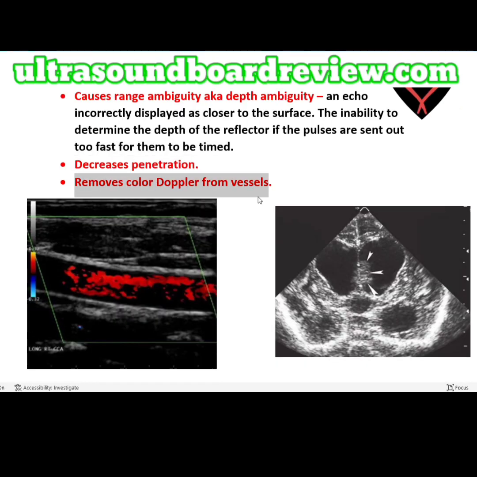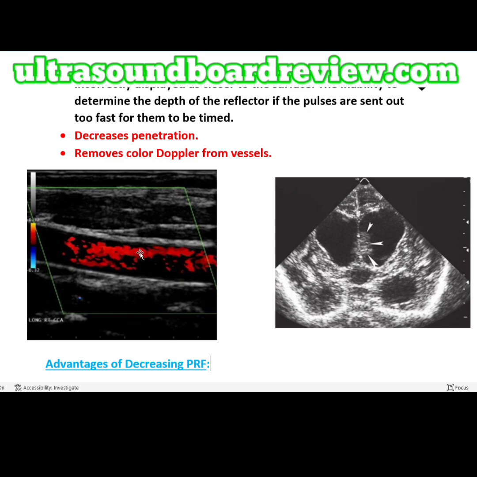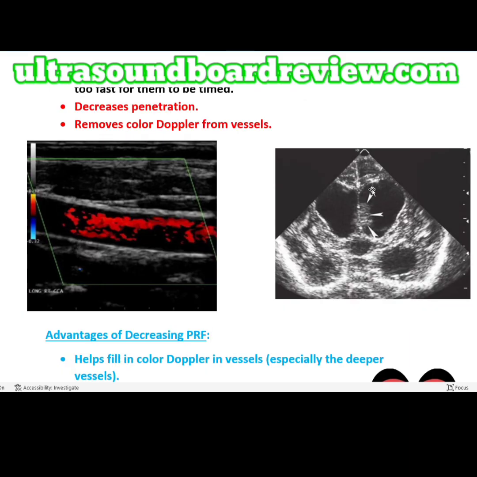When we look at this image here, you can see the direct effects of increasing the PRF too high because there are areas that are void of color. When we look at this image here, the arrowheads are pointing to the range ambiguity or depth ambiguity artifact that's being placed more superficially from the deeper regions.